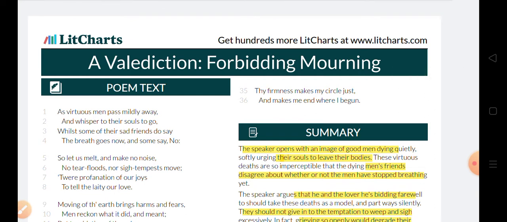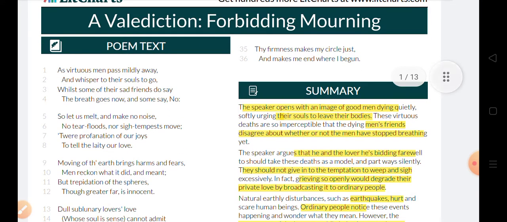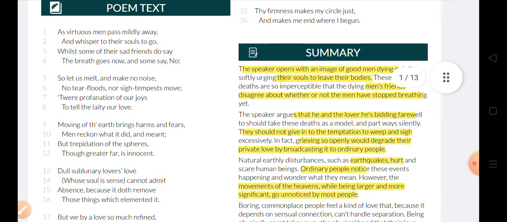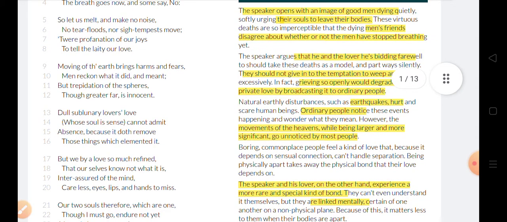As the title indicates, it's a valediction, a farewell to a beloved one, and the subtitle is Forbidding Mourning. This means that he should not have to lament the departure of someone he loved. So the speaker opens with an image of good men dying quietly, their souls leaving their bodies, and it's like an unbelievable thing; the beloved ones don't believe their beloved one has departed. The lover is forbidding farewell, and they should not give in to the temptation to weep or sigh, and in fact grieving so openly would degrade their private love by broadcasting it to ordinary people.